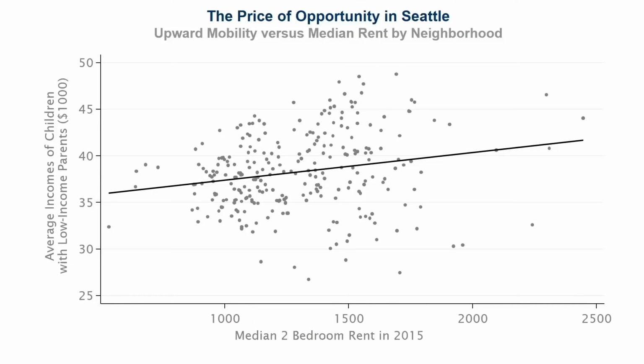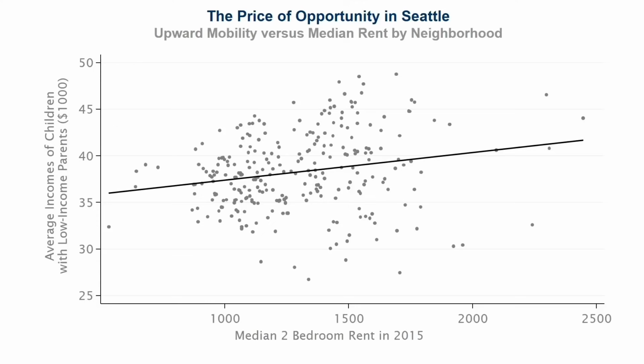think of this as basically the price of buying opportunity for your children in Seattle. Each dot here represents a different census tract, or a different neighborhood, in Seattle, right? The vertical axis is the data from the map, the measures of upward mobility: where do kids end up on average in the income distribution, conditional on growing up in a low-income family. The horizontal axis is the median two-bedroom rent in that neighborhood, in 2015. And what you see here is that there is an upward sloping relationship, as you might expect intuitively.